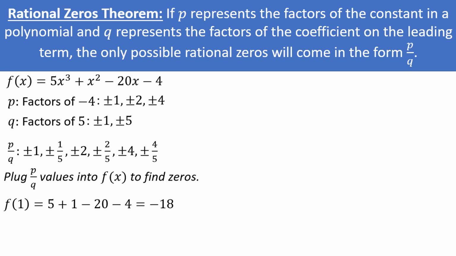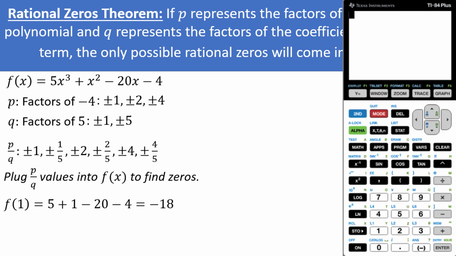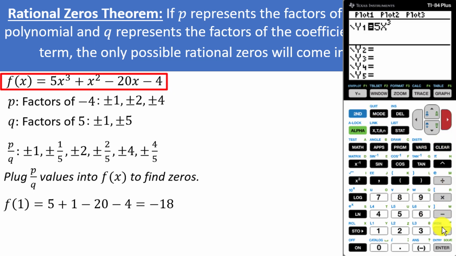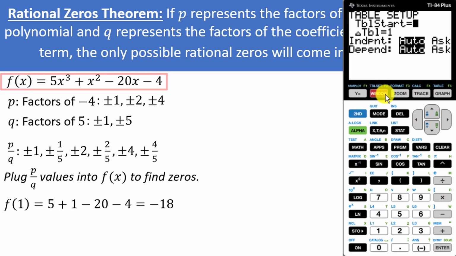Now, if you have a graphing calculator like a TI-83 or TI-84, this is where your life gets slightly easier. There is an easy way to check numbers in bulk if you are allowed to use your calculator's table. On the TI-84, press y equals and type in the function, 5x to the third plus x squared minus 20x minus 4. Next, press second and then window. Change independent to ask by hovering over it and pressing enter. You should only need to do this once. Now press second and then press graph.